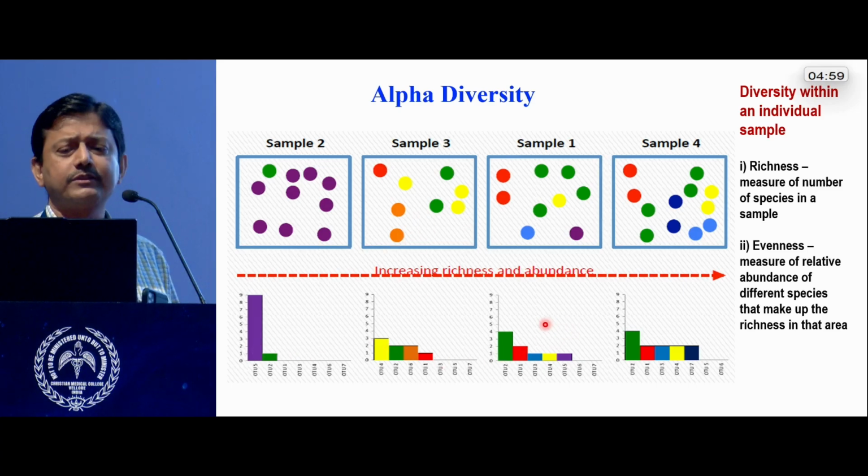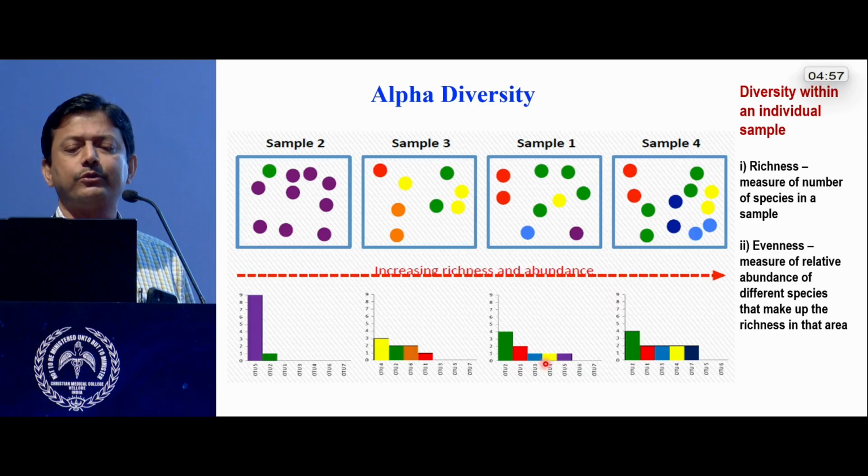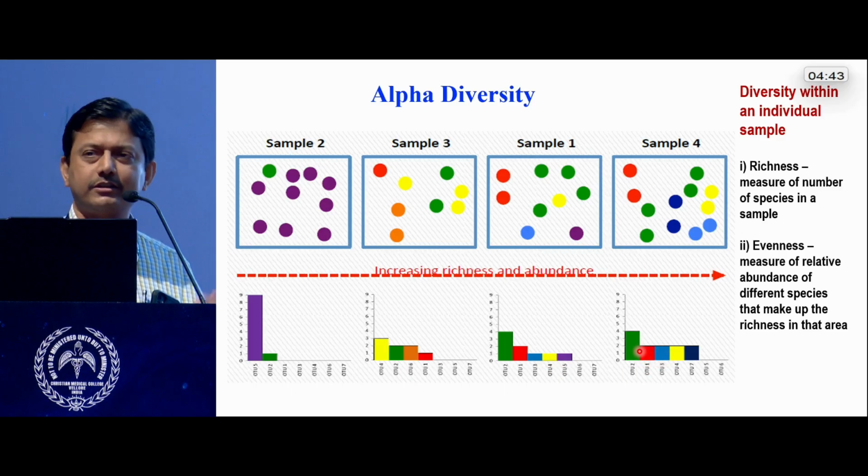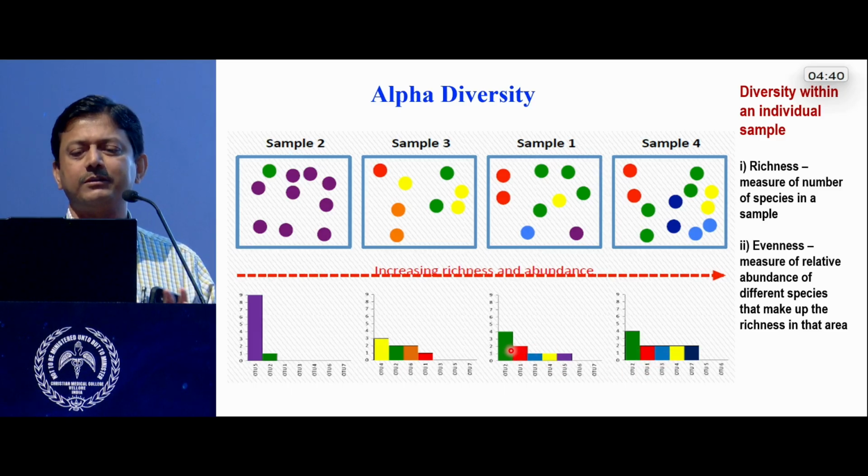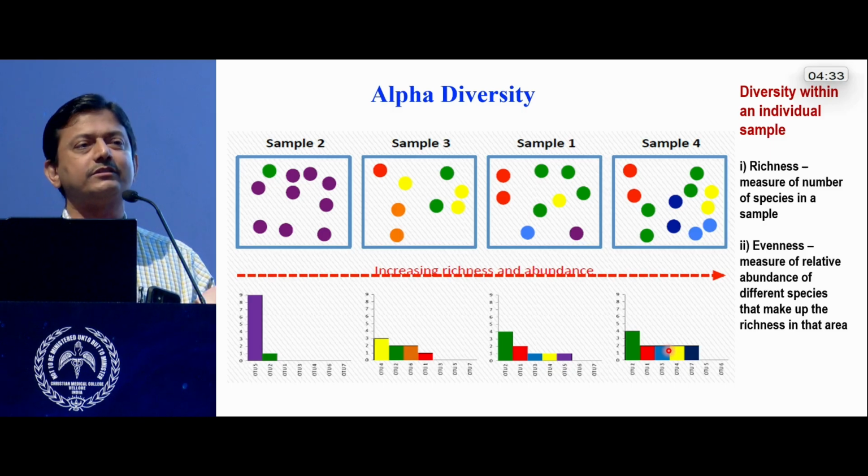If you look at the third sample, it has 5 types of objects. So this is more rich than these 2. So richness means how many different types of objects you have. The second thing is evenness. If you look at this sample and this sample, they both have 5 types of objects, but in this one, the distribution is more even. Here the first 2 of them are taking up most of it, and the others are pretty low in number. So if you have a more even distribution, the diversity is supposed to be better. That concept is called evenness. So we have richness, that is how many different types you have, and evenness.